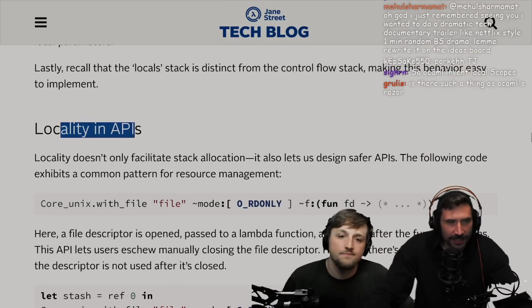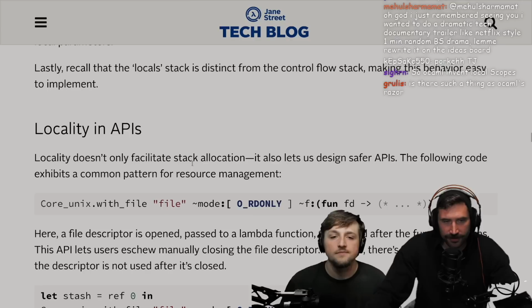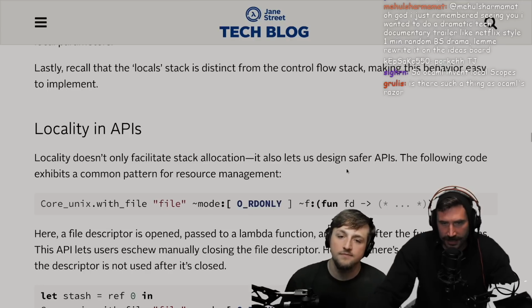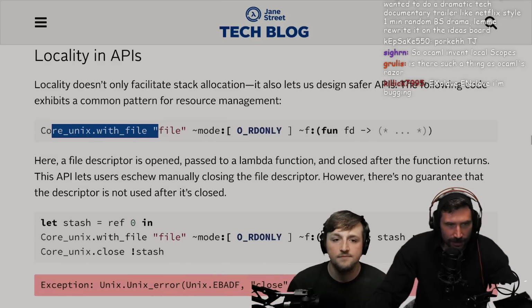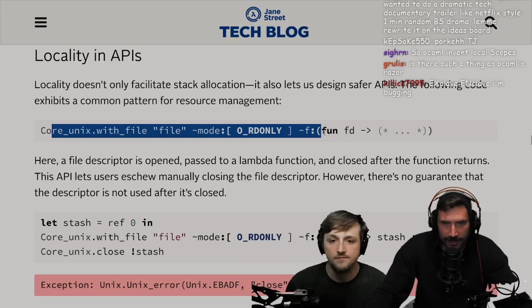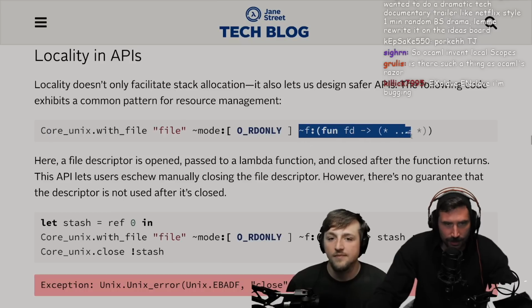Okay, locality in our APIs. Locality doesn't only facilitate stack allocation, it also lets us design safer APIs. The following code exhibits a common pattern for resource management with file mode read only. I don't know what this is. I don't know what these tildes are.